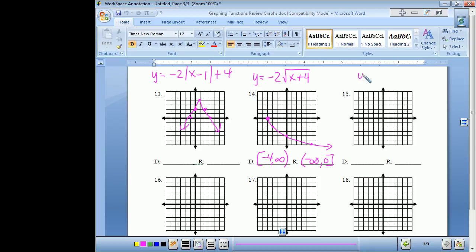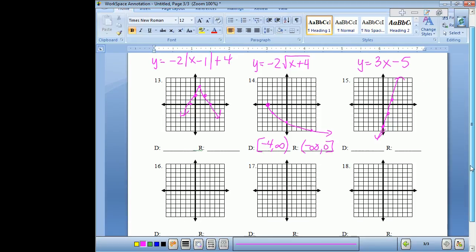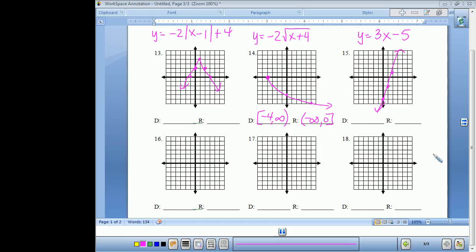On number 15, a curveball. This is just a line. That's slope-intercept form. So we're going to start down here at negative 5. Then we're going to apply our slope, rise over run, up 3 over 1, up 3 over 1, and then we have a line. You won't see this on your quiz tomorrow, but you should be able to do a line anytime I ask you to.